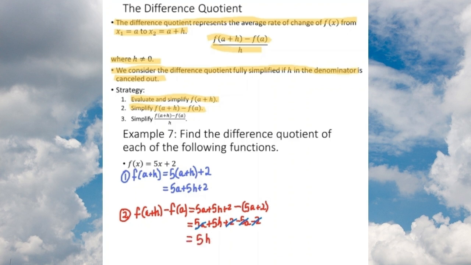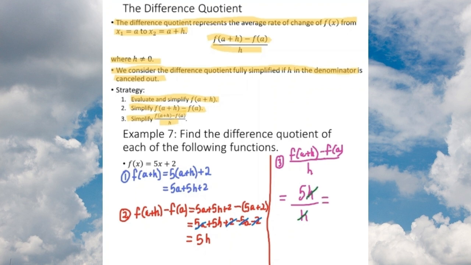Now we can move on to step 3. Step 3, we can finish simplifying our difference quotient. Through steps 1 and 2, we know what the numerator of our difference quotient is. We found that our numerator was 5h. Now we can proceed to simplify further, and we can see h is a common factor in the numerator and denominator, so they will cancel. And we get that our difference quotient of 5x plus 2 is 5, which does make sense.